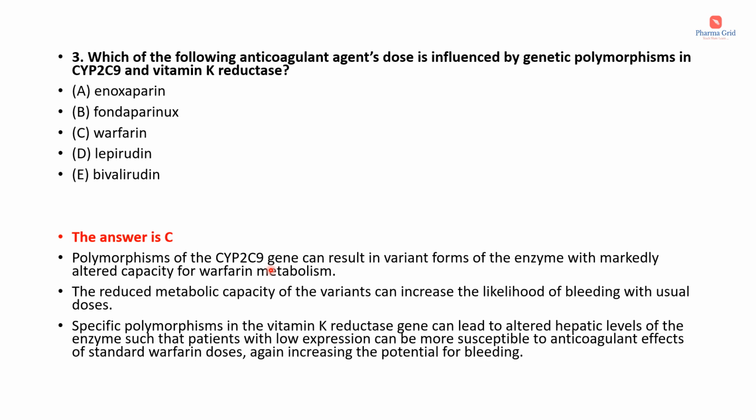Polymorphisms of the CYP2C9 gene can result in variant forms of the enzyme with markedly altered capacity for warfarin metabolism. The reduced metabolic capacity of the variants can increase the likelihood of bleeding with usual doses. Specific polymorphisms in the vitamin K reductase gene can lead to altered hepatic levels of the enzymes such that patients with low expression can be more susceptible to anticoagulant effects of standard warfarin doses, again increasing the potential for bleeding.